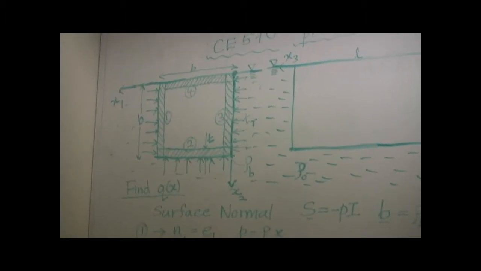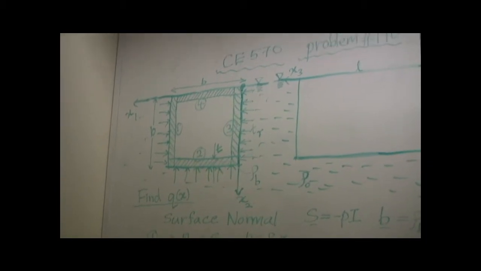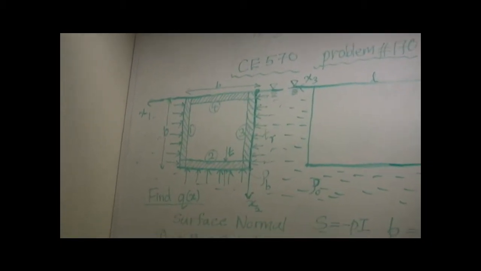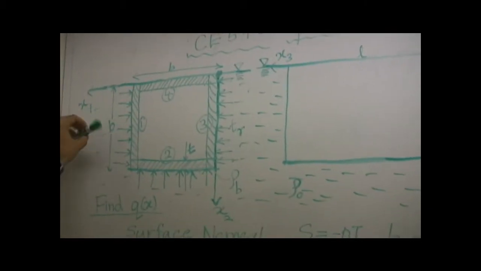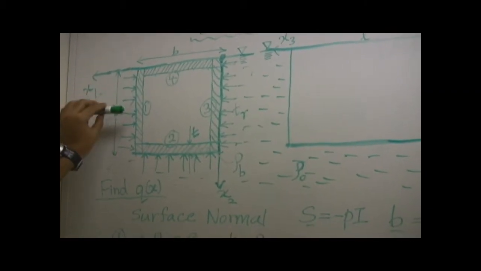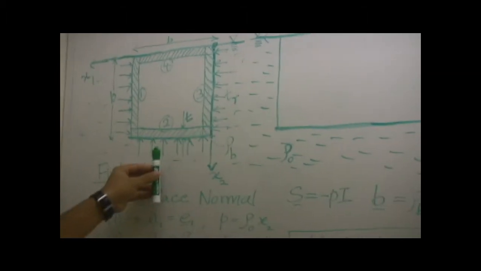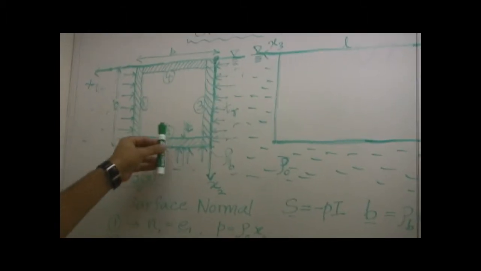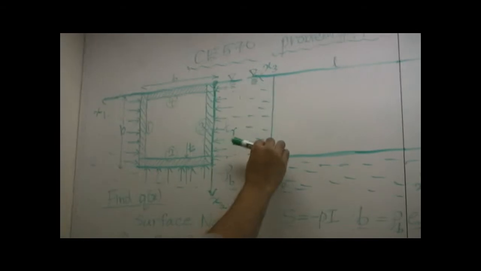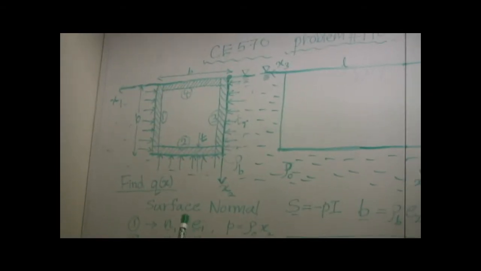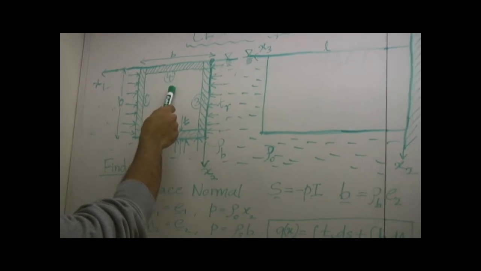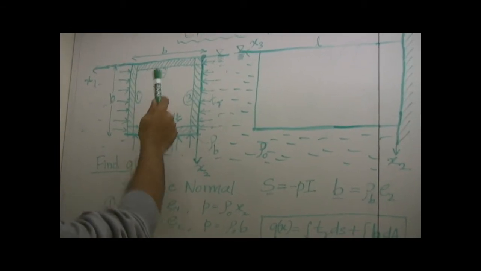We will start by finding the surface normal. We'll first start by plotting the traction on the surfaces. On surface 1, our traction will be in the direction opposing x1. On surface 2, our traction will be in the direction opposing x2. And on surface 3, our traction will be in the direction of x1. And there is no traction on surface 4 by definition.